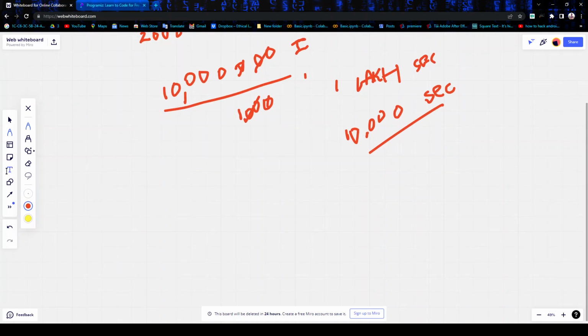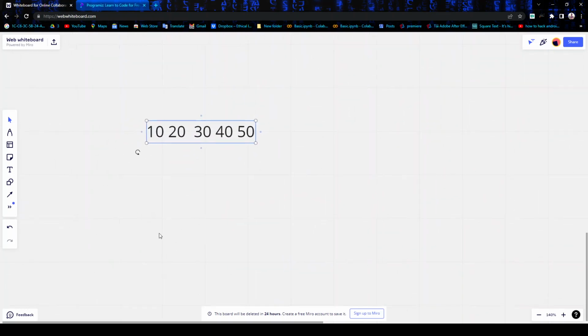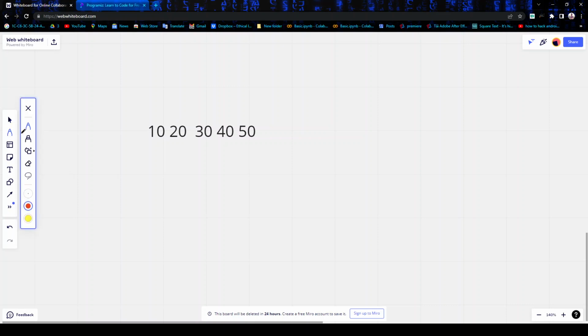Now again, let me give an example. Let's say we have the elements 10, 20, 30, 40, and 50. There are plenty of ways to store this data, and plenty of ways to find a particular element in it. Let's say we store it in the format of an array, and we want to search for 30. To search for 30 in the array, we will iterate through the array. First we check whether the first element is equal to 30. If it is not, we go on to the second element, then the third element. Now let's say the element we want to find is 50.